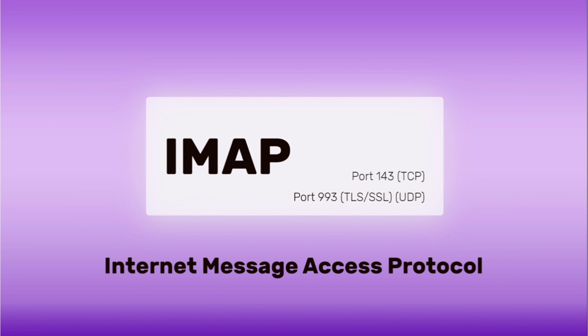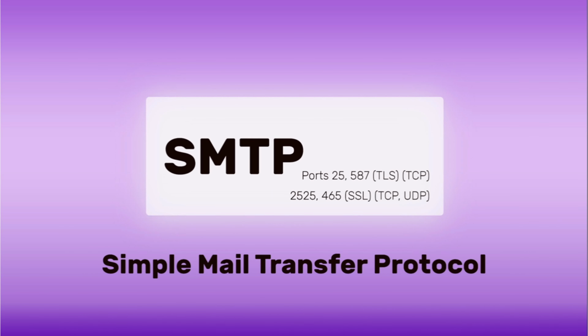So the next protocol we have is IMAP, which stands for Internet Message Access Protocol. It uses port 143 and TCP, and port 993 over TLS and SSL is used with UDP. This protocol is also one of the protocols we use to retrieve emails, and it operates on the application layer of the OSI model.